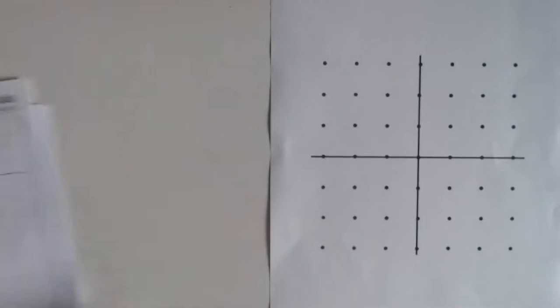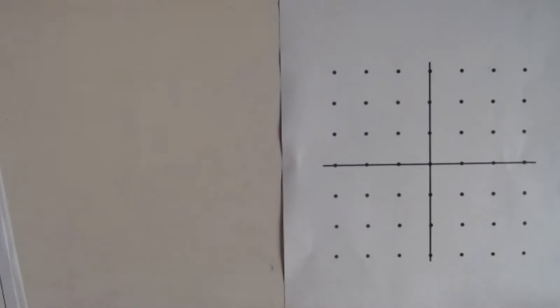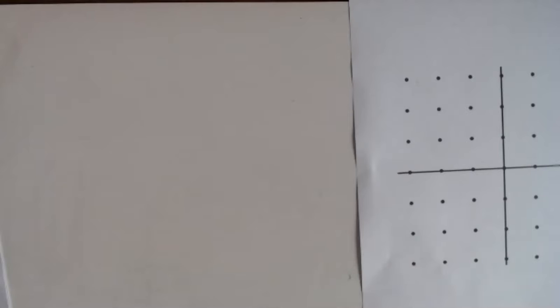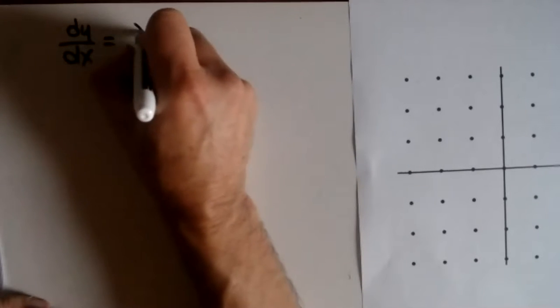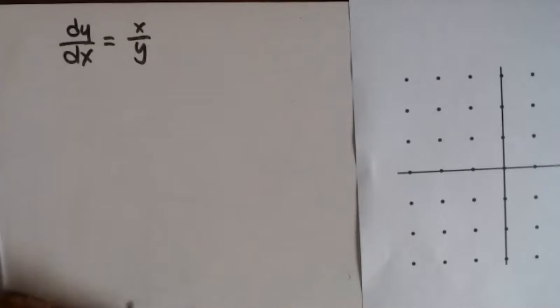And I'm going to put here a grid. I have a grid. If you have your assignment, you have the same grid. The problem with the grid right here is very small, right? So I prefer to work in a larger grid. So my differential equation is simply dy/dx equals x over y, okay?